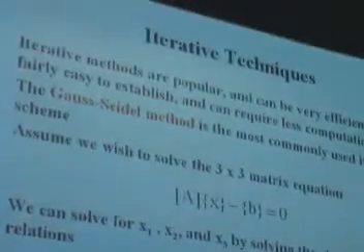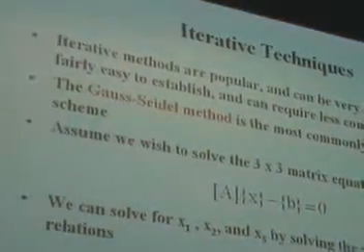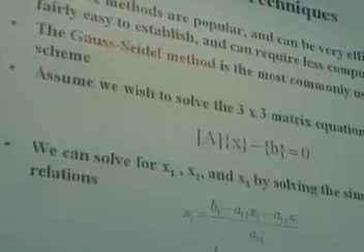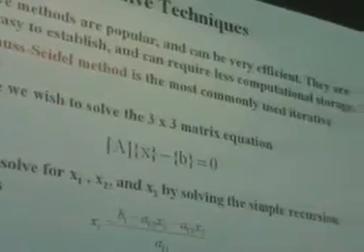Okay, iterative techniques. They're popular, they can be efficient, and they're easy to establish. They do require less computational storage. That's the advantage of them, but you have to be careful because sometimes they can be costly versus, say, Gauss elimination, or what we call direct methods. Okay, so the Gauss-Seidel method is the most commonly used iterative scheme.